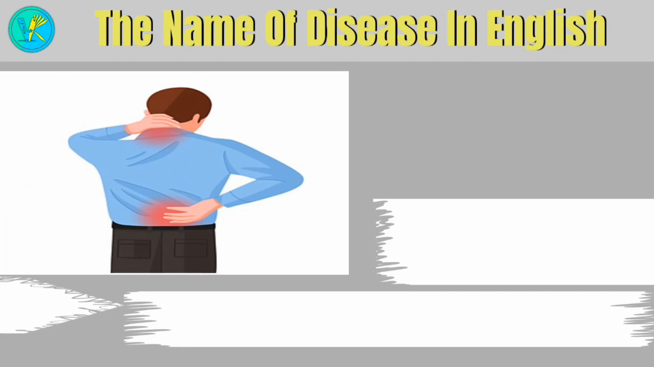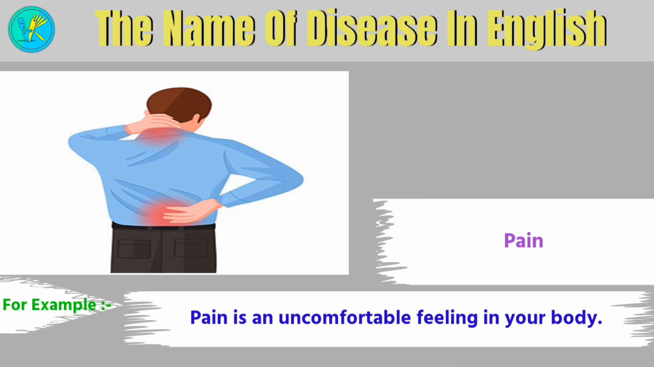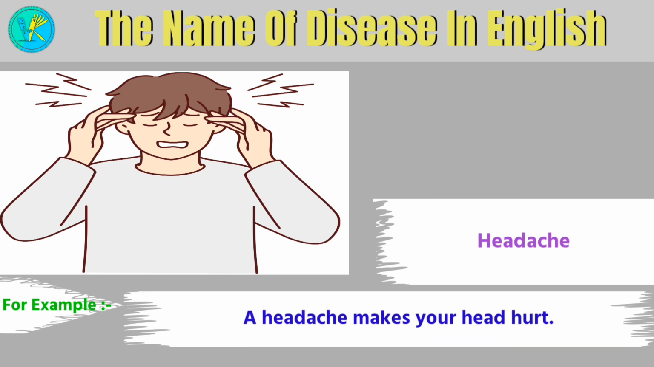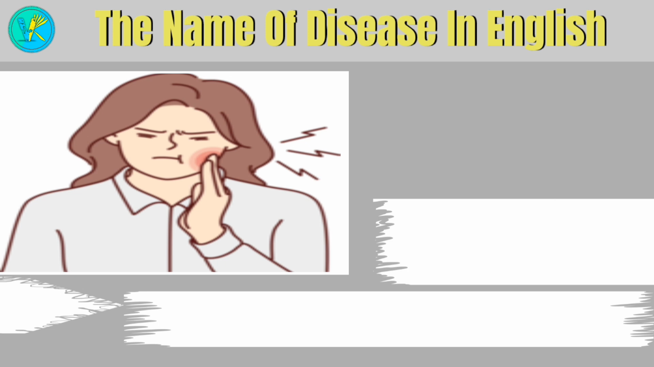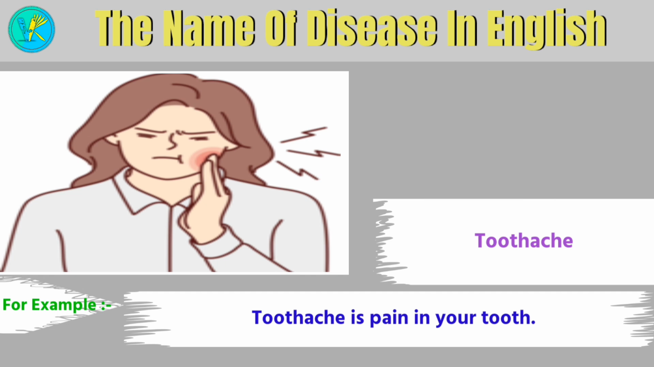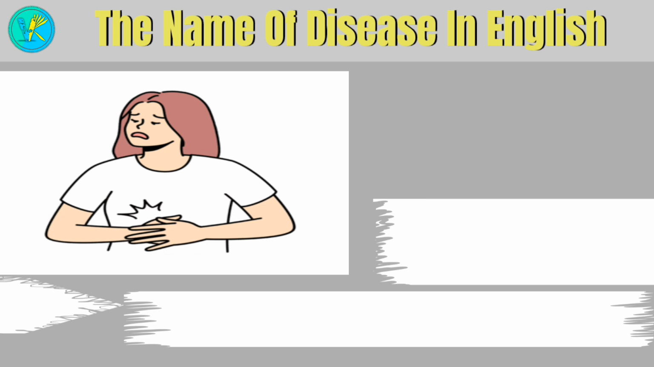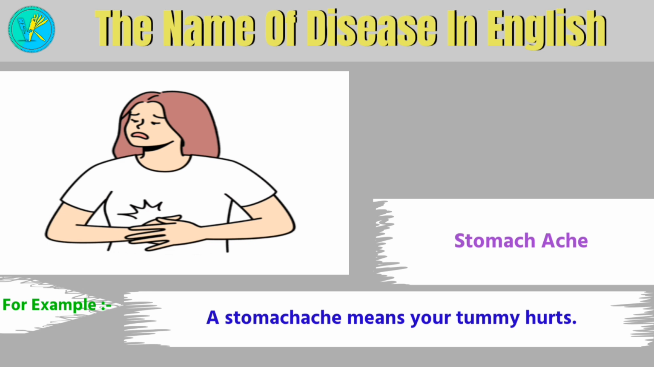Next, pain. For example, pain is an uncomfortable feeling in your body. Next, headache. For example, a headache makes your head hurt. Next, toothache. For example, toothache is pain in your tooth. Next, stomach ache. For example, a stomach ache means your tummy hurts.